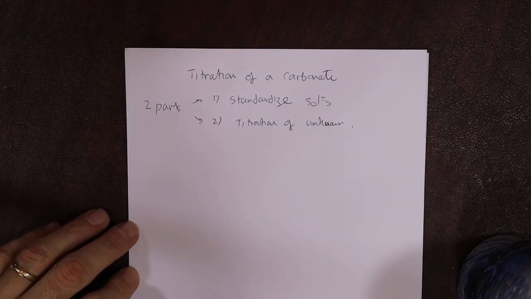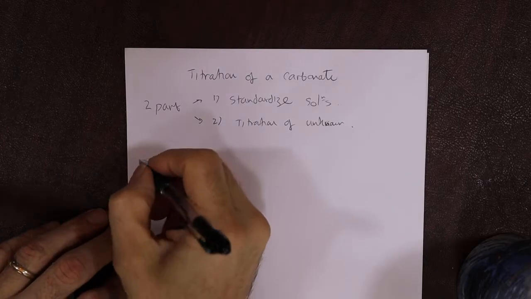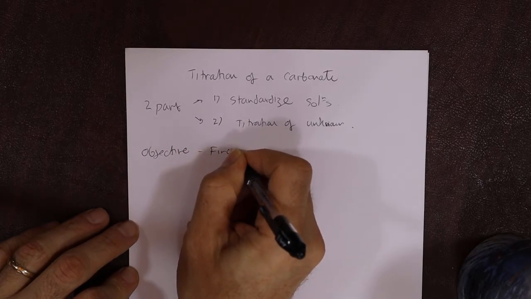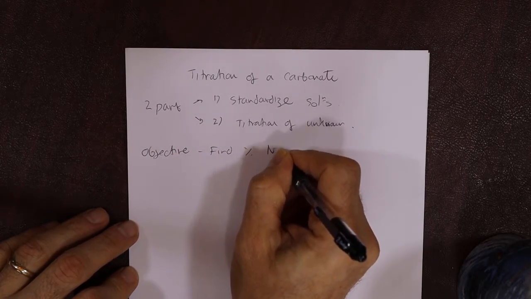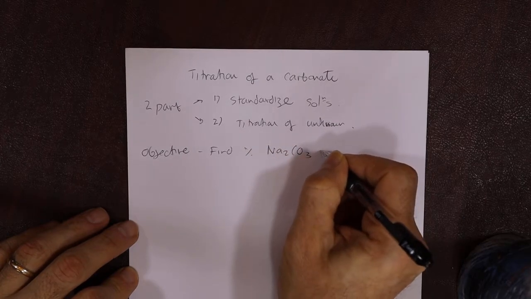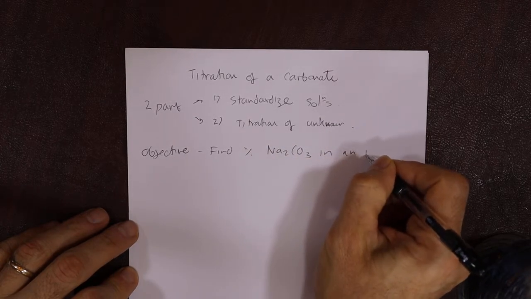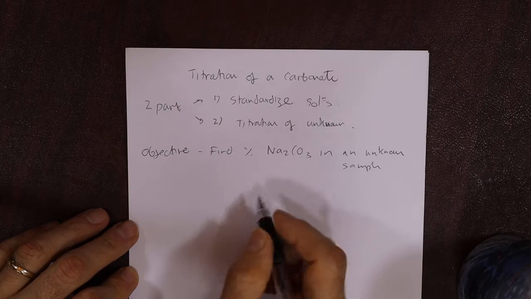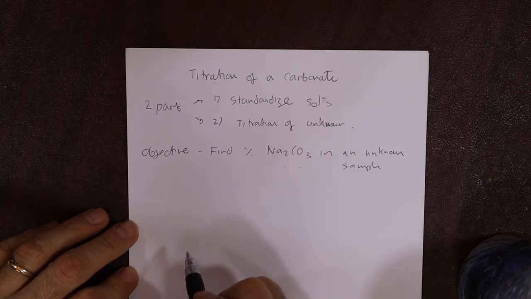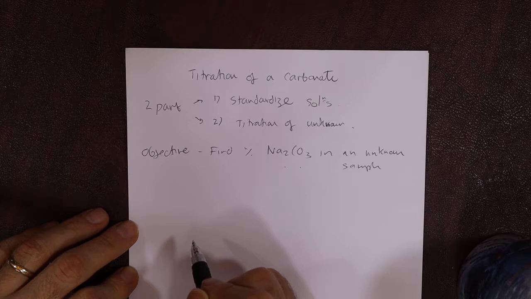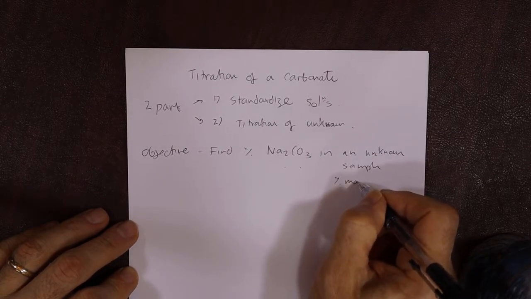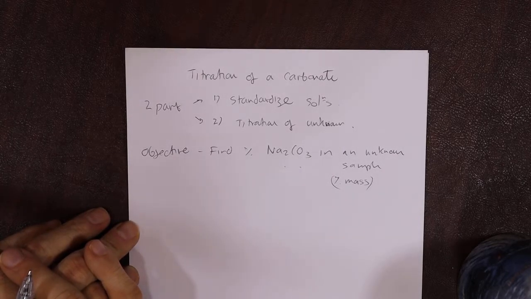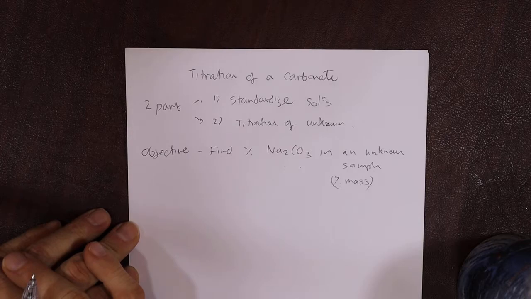All right. So, bottom line is, we're going to find the objective: percent Na2CO3 in an unknown sample. Okay, so we're going to find how much sodium carbonate is in an unknown sample. Now, that's a percent mass. Okay, so it might be like table salt and sodium carbonate 50-50 or something, and it's actually unknown, so you're going to have to tell me that number from your calculations.